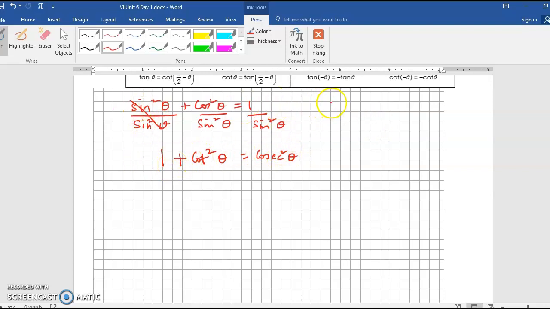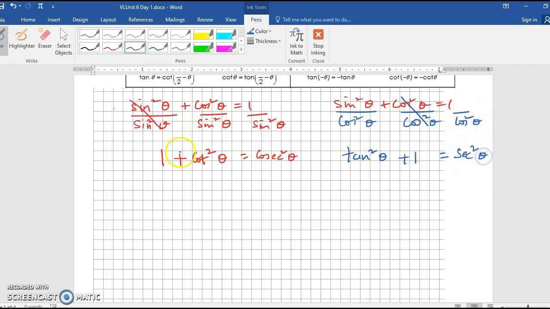If we use the same Pythagorean identity, sine squared theta plus cosine squared theta equals 1, and this time I divide the whole equation by cos squared theta, then this will become 1, and sine over cosine is tan, so it will be tan squared theta plus 1 equals, and 1 over cosine is secant, and there is a square, so it becomes secant squared theta.